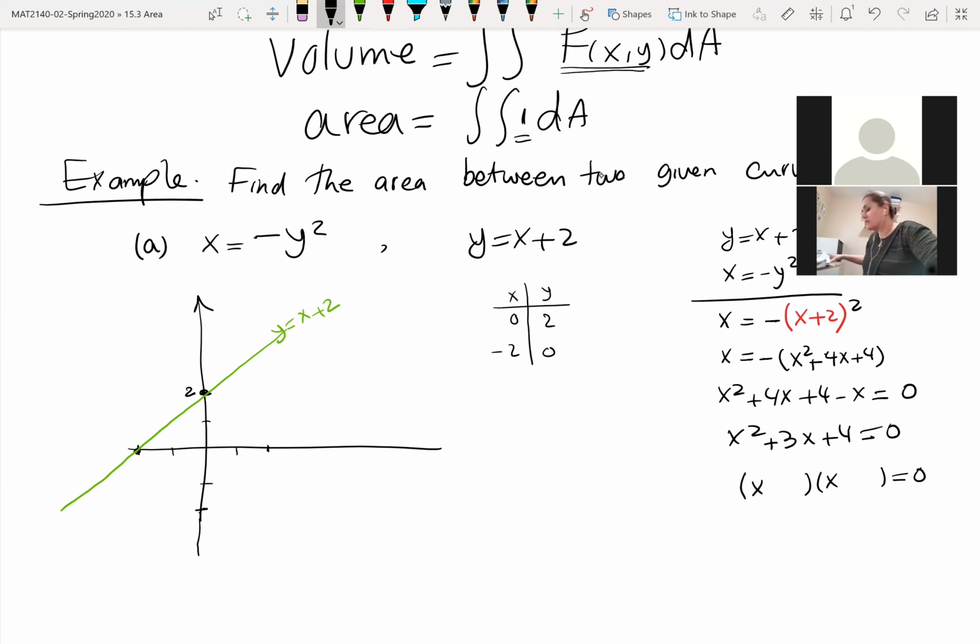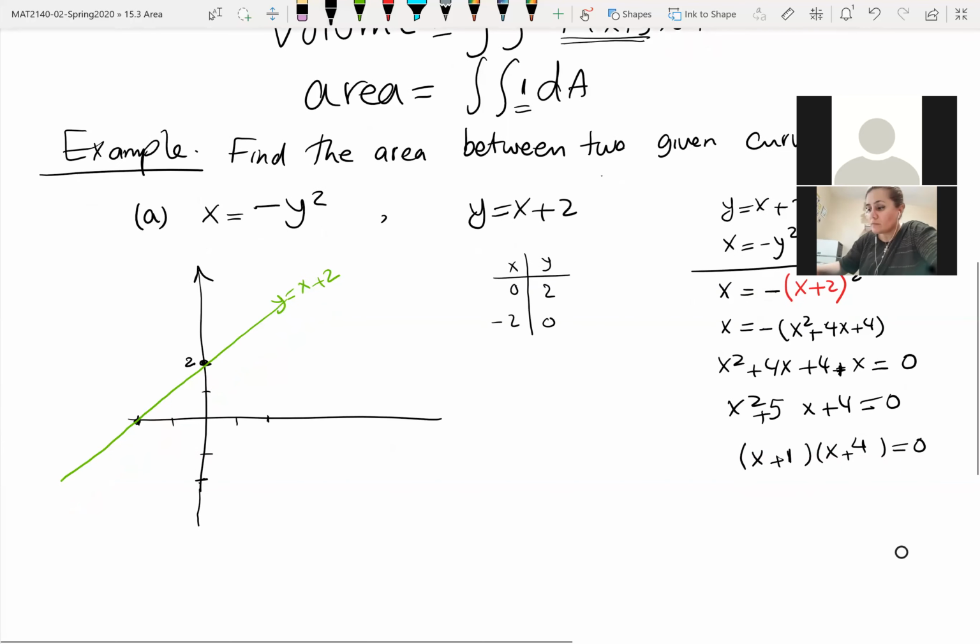When you moved everything to the other side, why did you subtract x? Wouldn't it be plus x, since you're moving everything over to the x's side? Oh, okay, thank you. That was a mistake. I was going to say there is no intersection, but you're right. So that was a 4 and 1. Okay, so then your intersection is going to be x equals negative 1 and x equals negative 4.